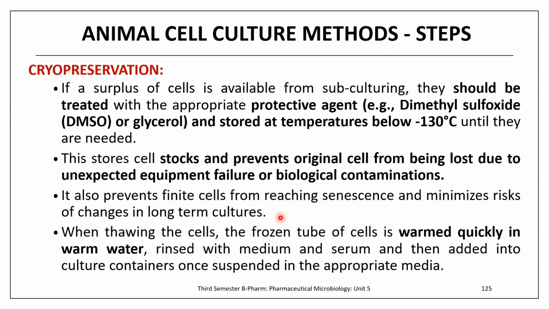And also, if required, we can preserve the cell which is cultured by cryopreservation. So hope you are aware of this cryopreservation method. We have to use some kind of cryoprotective agents like dimethyl sulfoxide or glycerol, and we have to store at minus 130 degrees Celsius in liquid nitrogen. So that is the cryopreservation method. So we will store the cells which are cultured from animal for further use in cryopreservation. Okay, so this is preservation of the animal cell culture method.